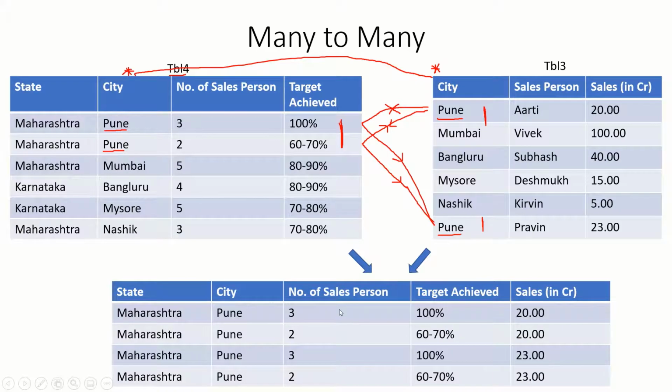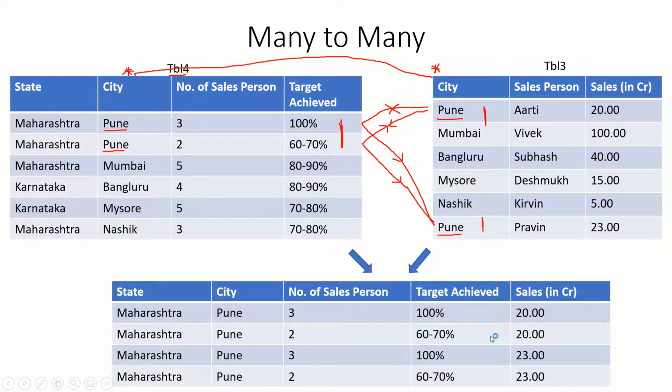This is the resultant table. I've only considered the first two rows of table 4 and two rows of table 3 with the Pune city. This is the resultant data. So we can observe that it's a many to many relation, and hence the cardinality is many to many.